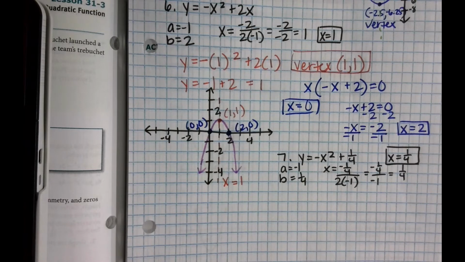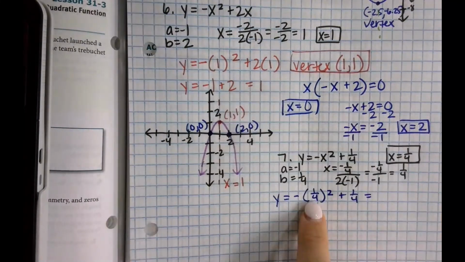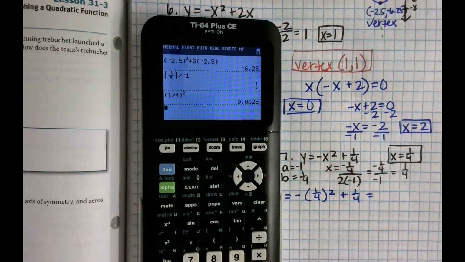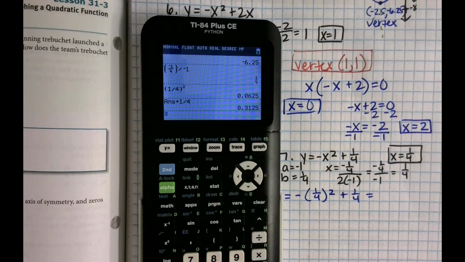All right, now use that to find our y value of the vertex. Y equals negative, and then substitute 1/4 squared plus 1/4. So you're going to square each side of the fraction. 1 squared is 1, 4 squared is 16, so that would be 1/16. We can always convert it though. So 1 divided by 4 squared, and then 1/16 would be 0.0625, and then plus 1.